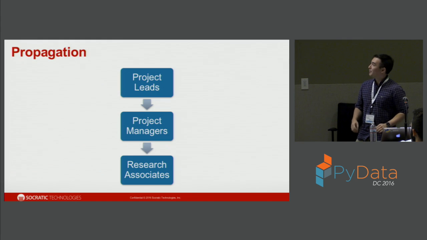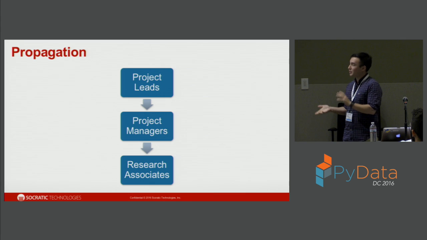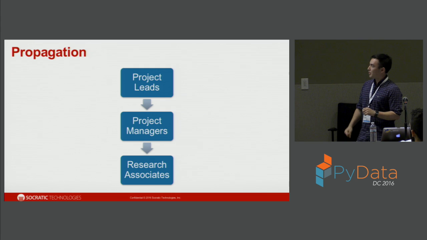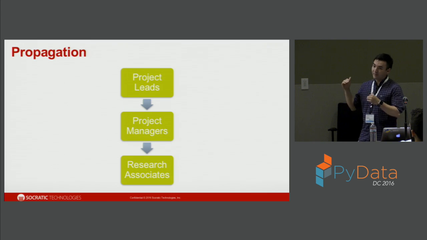The next piece was our propagation strategy. So this is kind of what the typical project structure looks like. We have a project lead who's our client contact, kind of oversees everything. We have a project manager who makes sure the project is on track. And then we also have research associates who do a little of the groundwork, right? So when I was showing that SPSS code, they would be the ones writing it under the supervision of a project manager. So really our idea was to go from the bottom up and slowly transition the tool set.